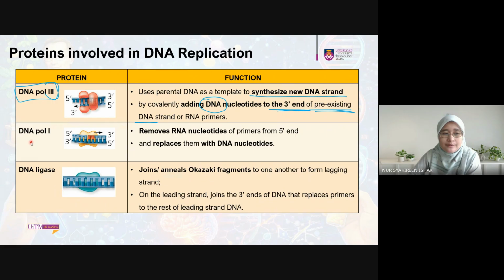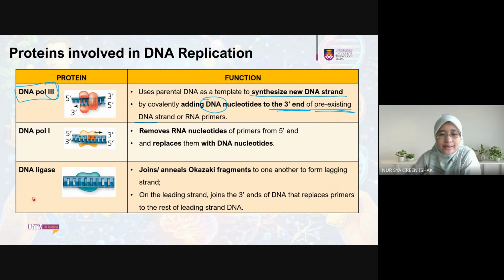For DNA polymerase 1, the function is to remove the RNA nucleotides of the primer from the 3' end and replace them with DNA nucleotides. Obviously, because we are synthesizing DNA, we do not want the RNA nucleotides in the RNA primer to remain in the DNA molecule. So that RNA nucleotide has to be removed. The removal is done by DNA polymerase 1 and replaced with DNA nucleotides.